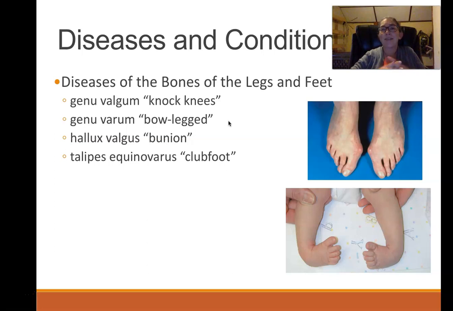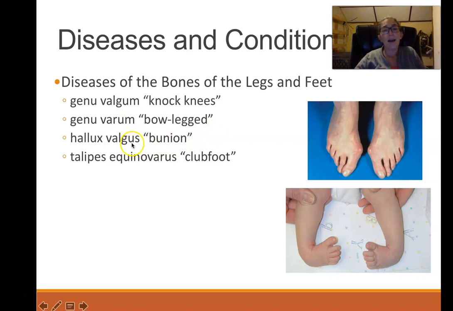called genu varum. And that bow-leggedness was a common sign of a disease called rickets, which was a nutritional deficiency that was common in the 1800s and early 1900s before they knew about vitamin D. And it would often result in soft bone development, and so kids, as they grew, their bones in their legs didn't develop hard enough, and so the weight of their upper body caused the legs to bow. And so a sign of rickets is that bow-legged look.